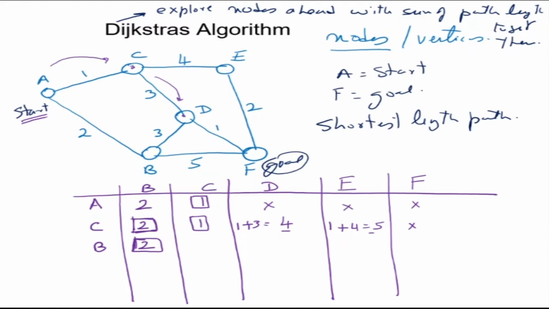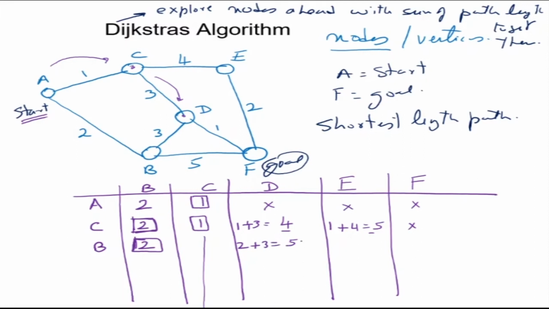Now I can cross over C, so I don't need to go to C anymore. So C is done already. Now I'm at B. So you can visualize you're at B. Now from B you're going to D. So if you're going from B to D, so from A to B was 2, and B to D is 3, which is equal to 5.